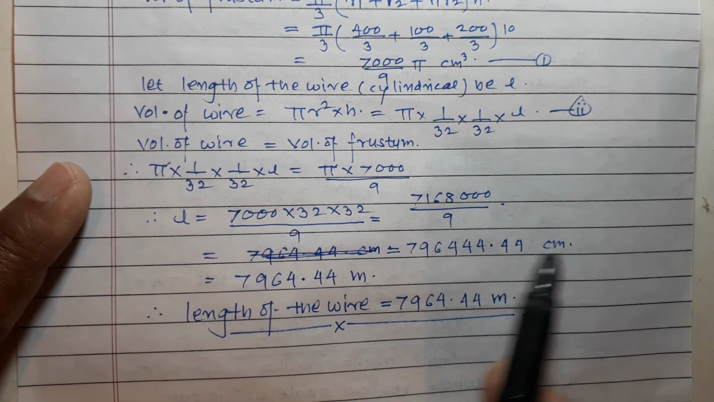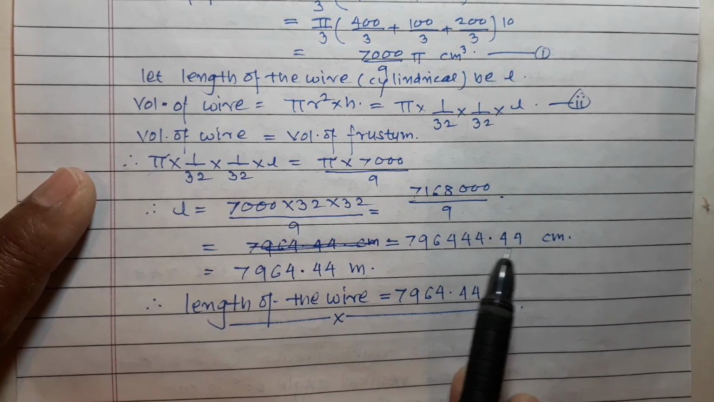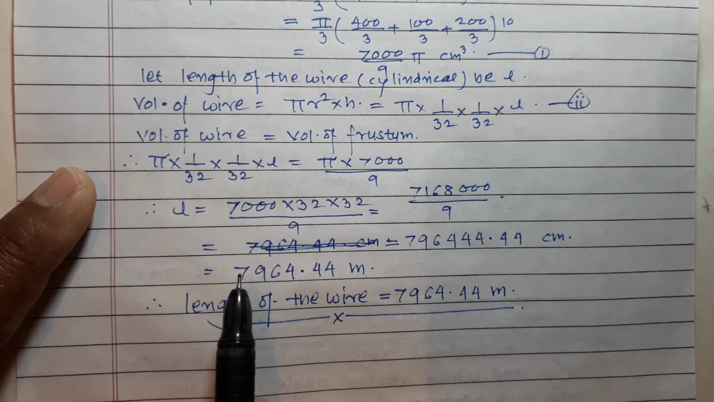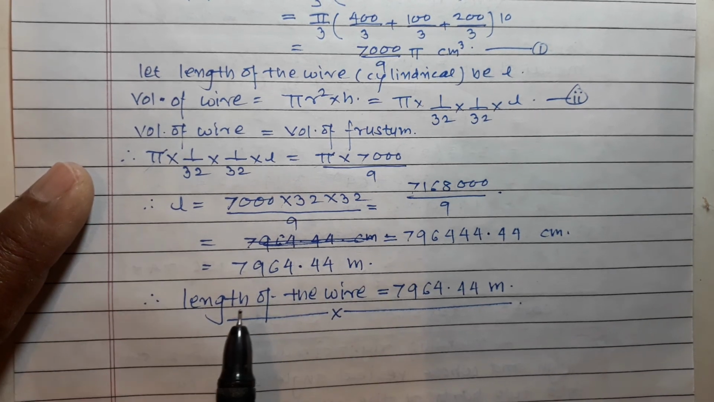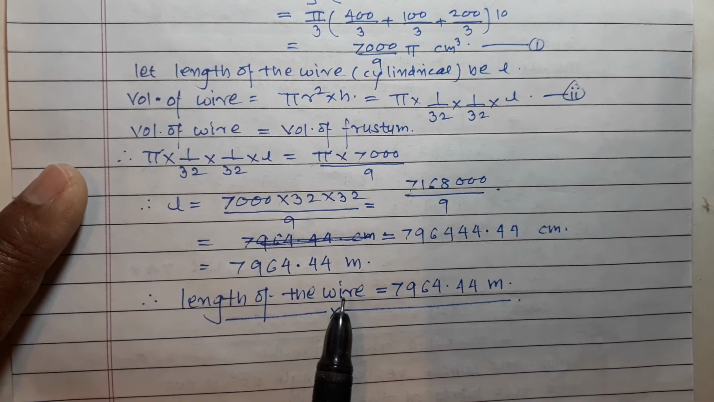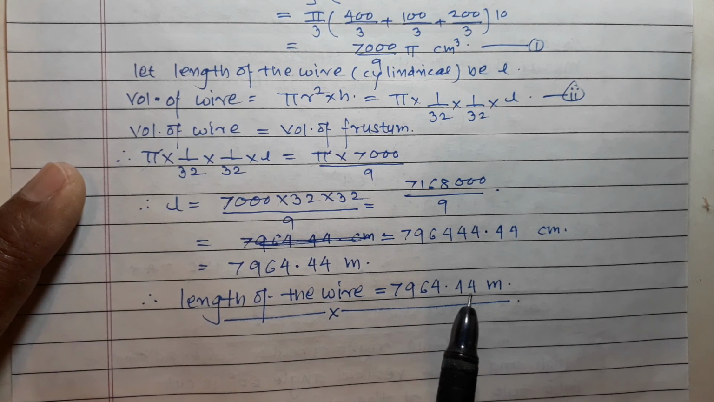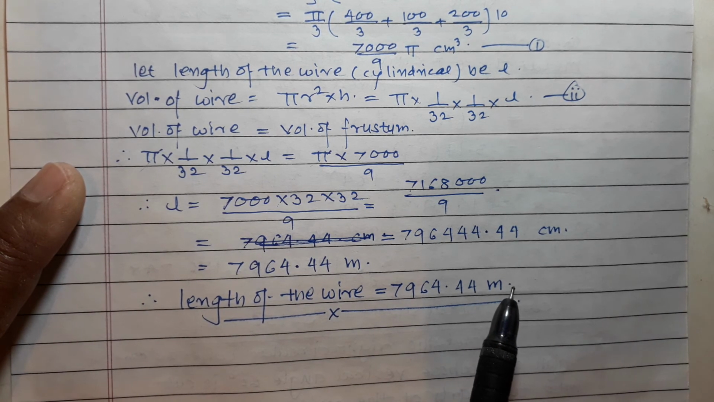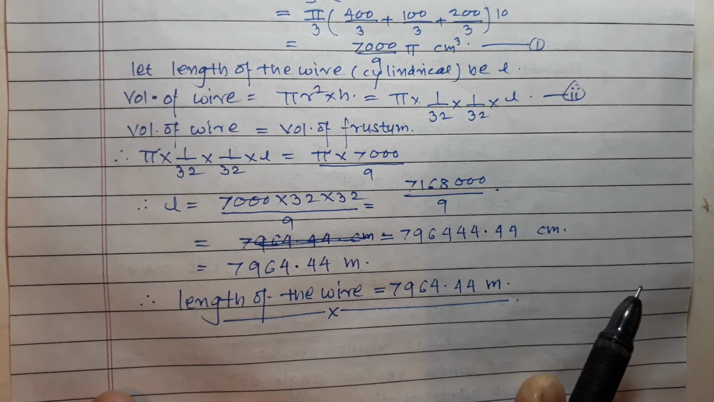If you simplify this, you will get 796,444.44 centimeter, and this centimeter you convert into meter by dividing by 1000. So it is equal to 7964.44 meters, and hence the length of the wire is equal to 7964.44 meters. Okay. Now go through this example again so that you understand.